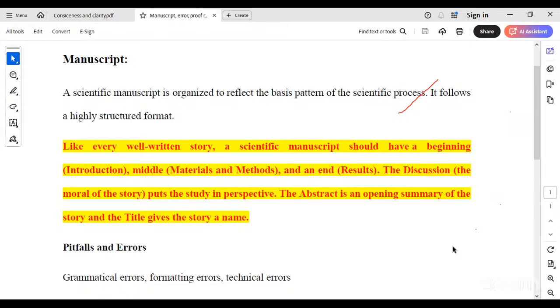So this is the discussion part that has to be written in a manner that puts the study in perspective. Then the abstract. Abstract is an opening summary of the story, and the title gives the story a name. So abstract should be written in the end. Whenever we are writing a manuscript, firstly we write an introduction, then materials and methods, and then the results, and then discussion, conclusion. And after all this, we write the abstract, because abstract is a summary of all the five components: introduction, materials, results, discussion, and conclusion.